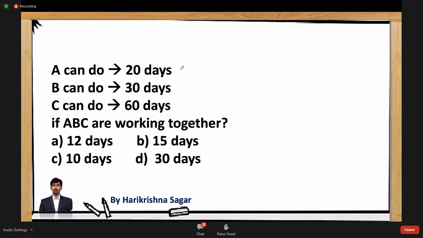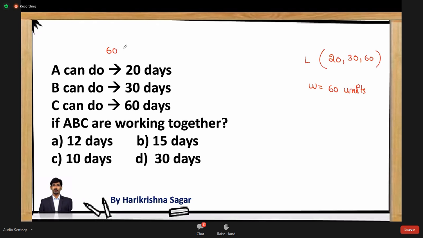Very simple. A can do a work in 20 days, B in 30 days, and C in 60 days. You are also able to see some numbers: 20, 30, and 60. So I am taking the LCM of 20, 30 and 60. What is the LCM of these numbers? The LCM of these numbers is going to be 60. So I'm assuming that my total work is 60 units.